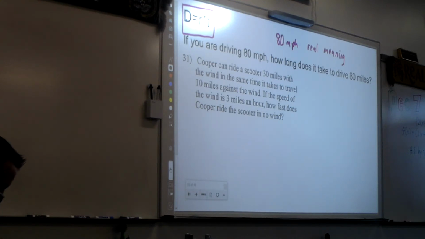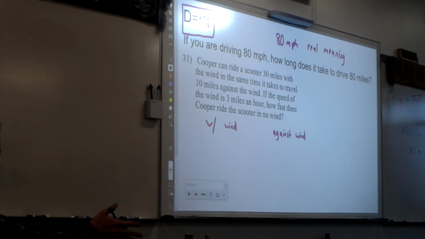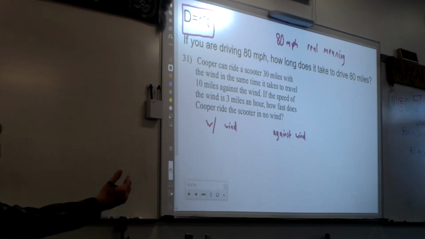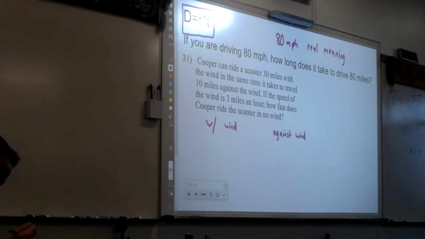Alright, so what we have here, guys, is two situations. Cooper is riding with the wind, and Cooper is riding against the wind. How does that change your rate? If you're going with the wind, what happens? It pushes you so you go faster, right? If you're going against the wind, it is going against you, you go slower.